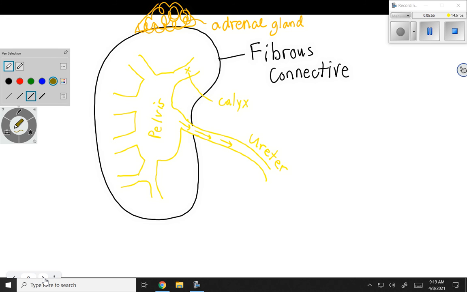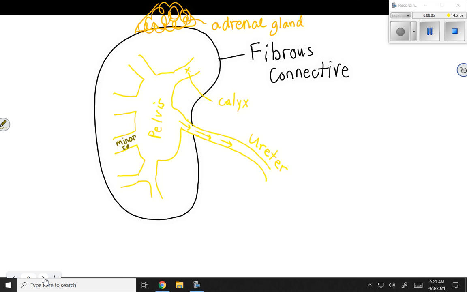We have minor and major calyces. So this one right here, that's only one tube, would be called a minor calyx because it only has one tube. This right here is a major calyx because notice that it branches more. So we have multiple branches coming off, which qualifies it as major.